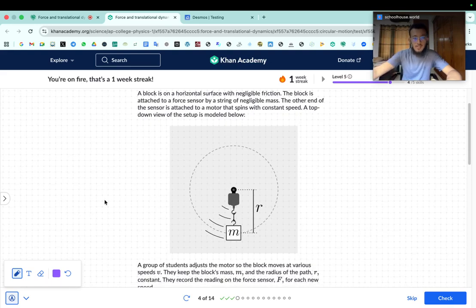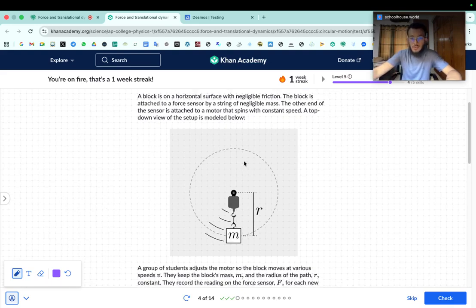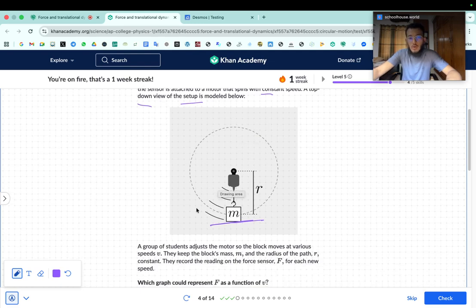A block is on a horizontal surface with negligible friction. Okay, here's a horizontal surface with negligible friction. The block is attached to a force sensor by a string of negligible mass. The other end of the string is attached to a motor that spins with constant speed. A top-down view of this setup is modeled below. A group of students adjusts the motor so the block moves at various speeds. All right, they keep the block's mass and the radius of the path constant. They record the reading of the force for each.